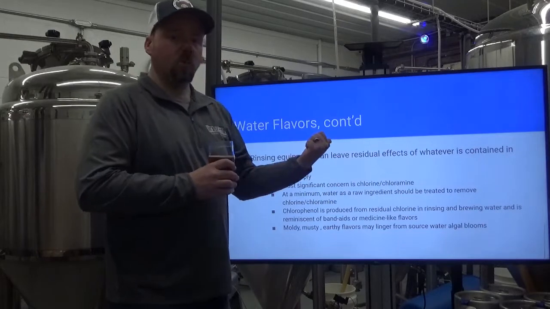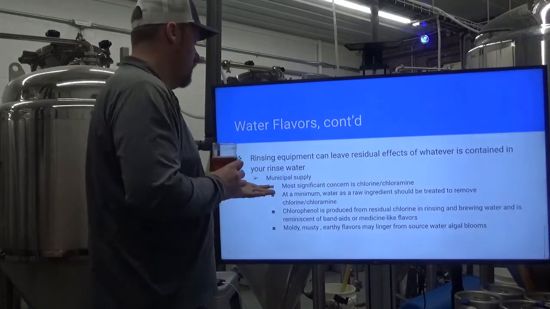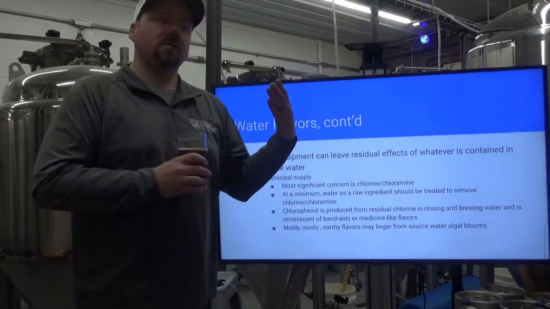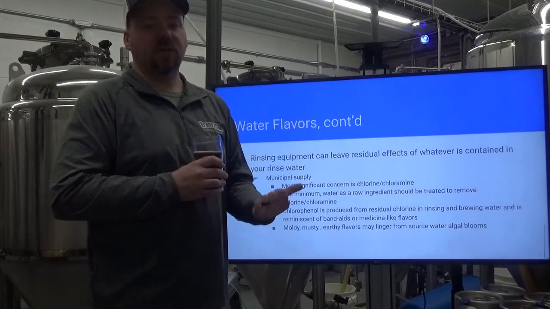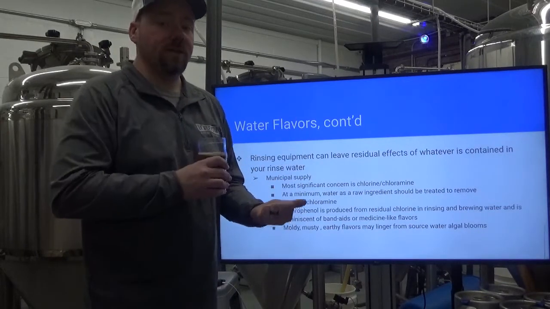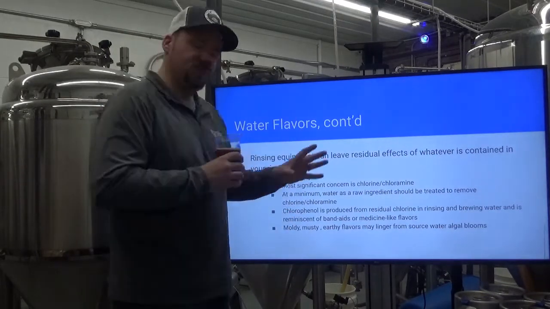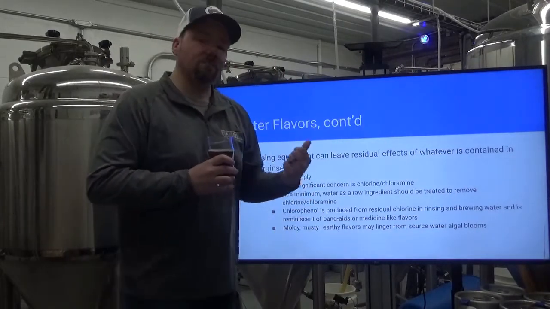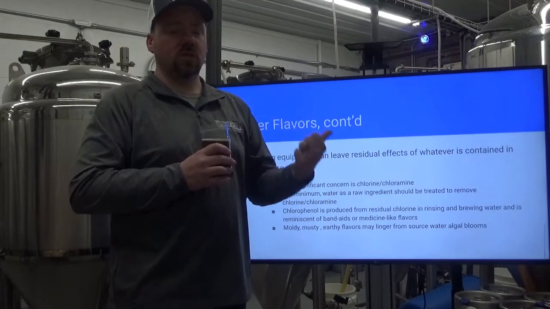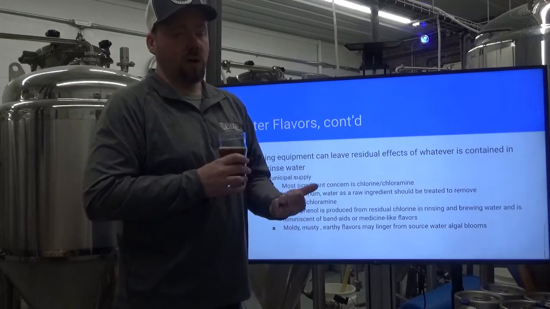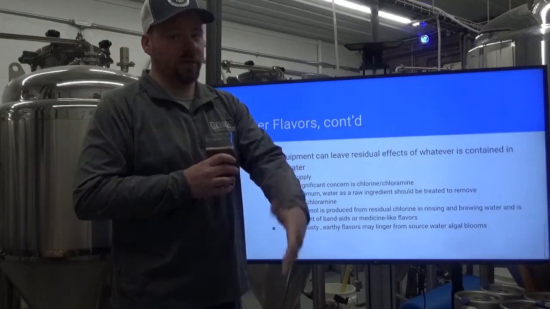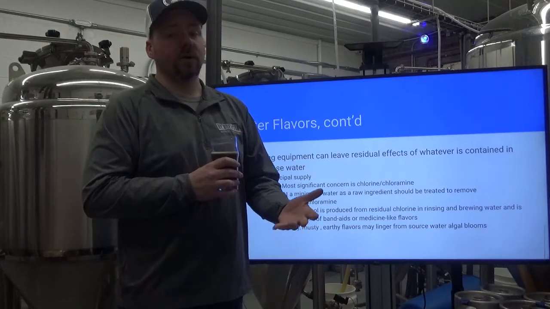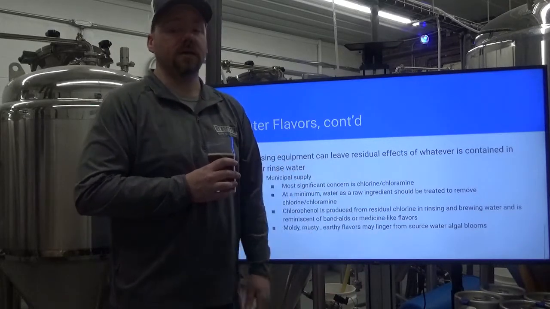So like I said, municipal water supply is where you're going to have a run-in, and really the most significant issue is going to be chlorine that is in the water. And this also goes back to water as a raw ingredient. At a minimum, you should be processing the water that you use for brewing, your brewing liquor. You should be removing the chlorine or chloramine, depending on what your municipality uses.